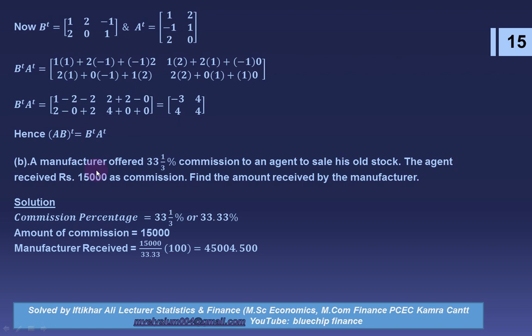So simply, the commission percentage is 33.33% and the amount of commission is 15,000. It means that this 15,000 is the 33.33%. So we simply divide these two and multiply by 100. So the manufacturer received 4,500.